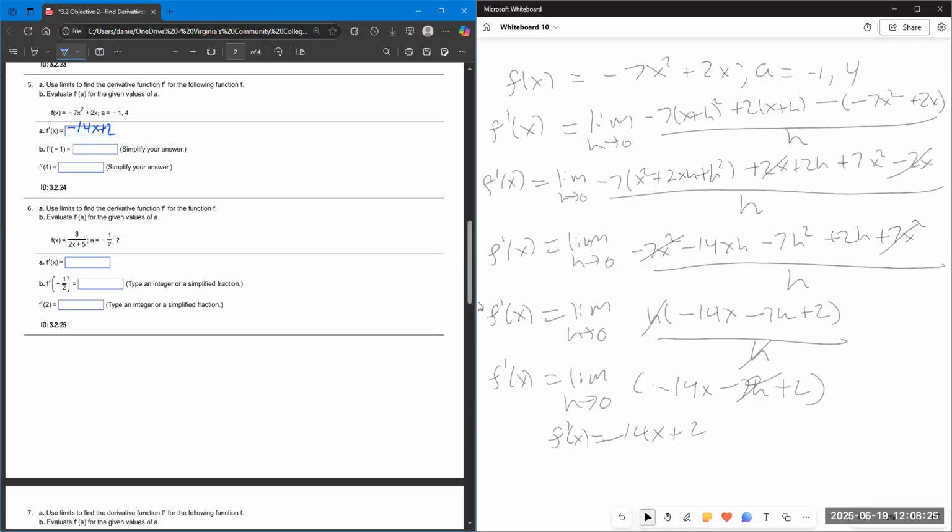And then f prime of negative 1 is negative 14 times negative 1 plus 2. 14 plus 2 is 16. f prime of 4 is negative 14 times 4 plus 2, which is negative 56 plus 2, a negative 54.